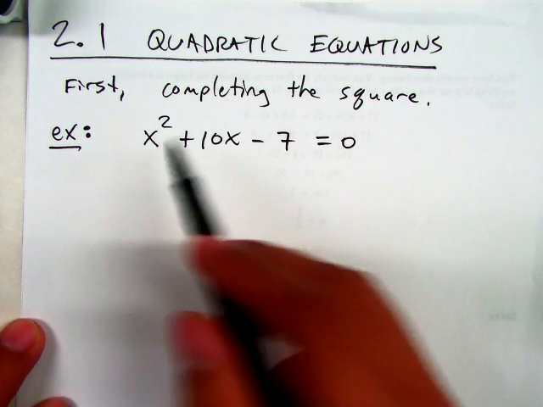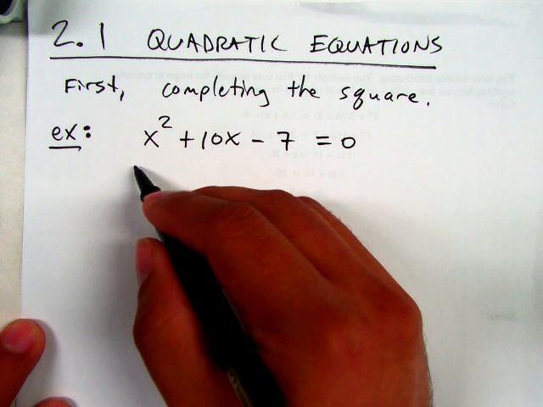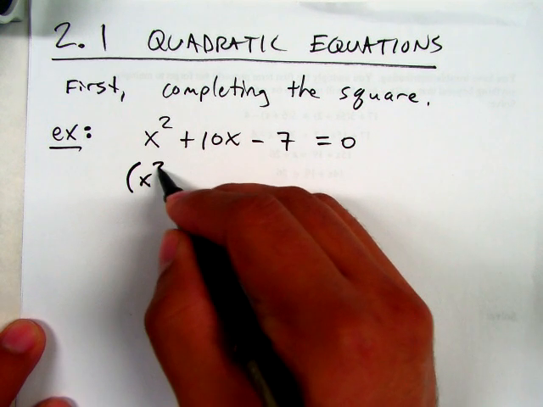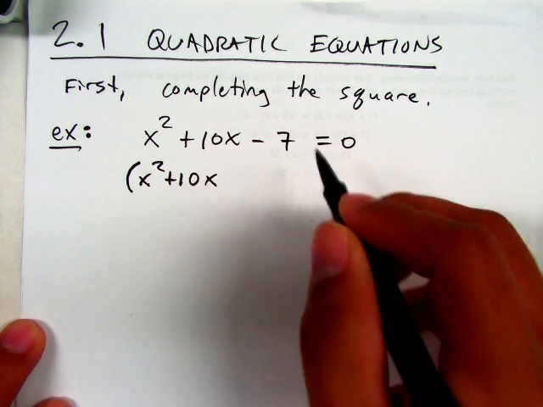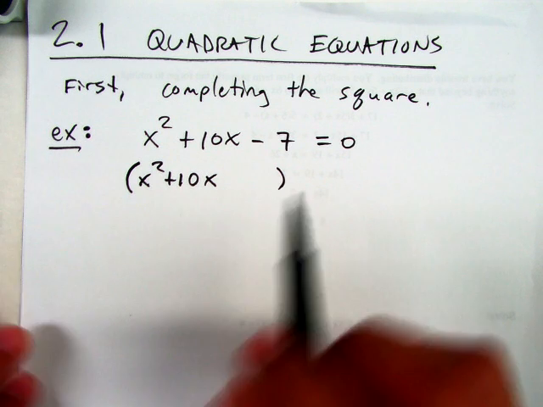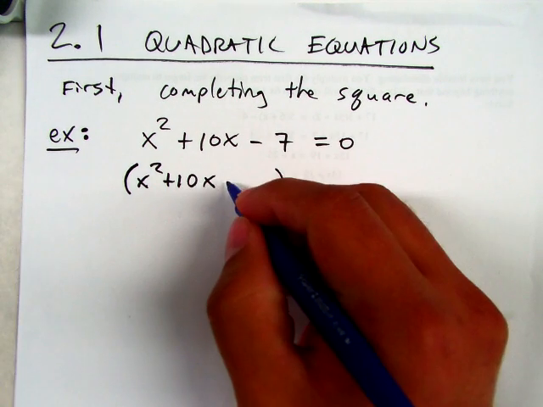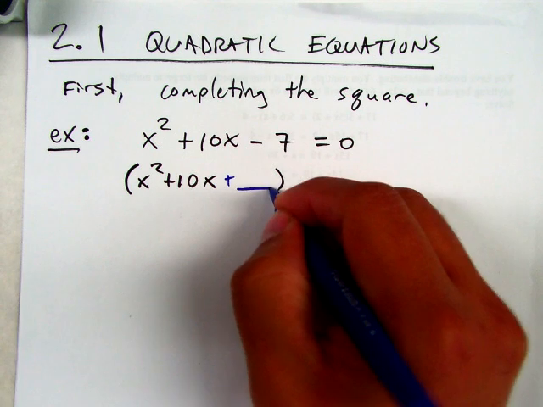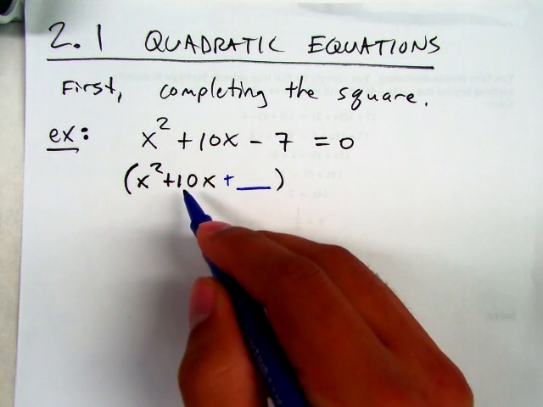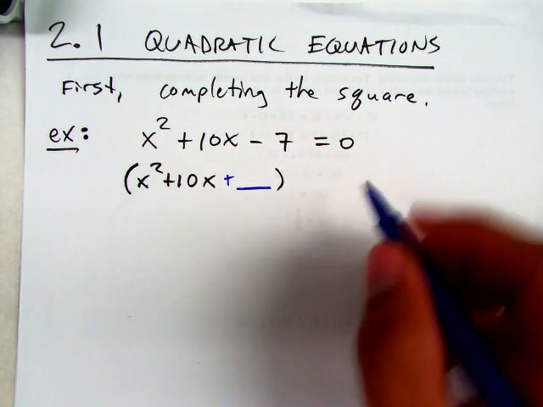Okay, so if I'm completing the square, we put the x's together, right? And then, how do I figure out this missing number here? 25. Half of 10 squared, and Saeed, you're right, 25.